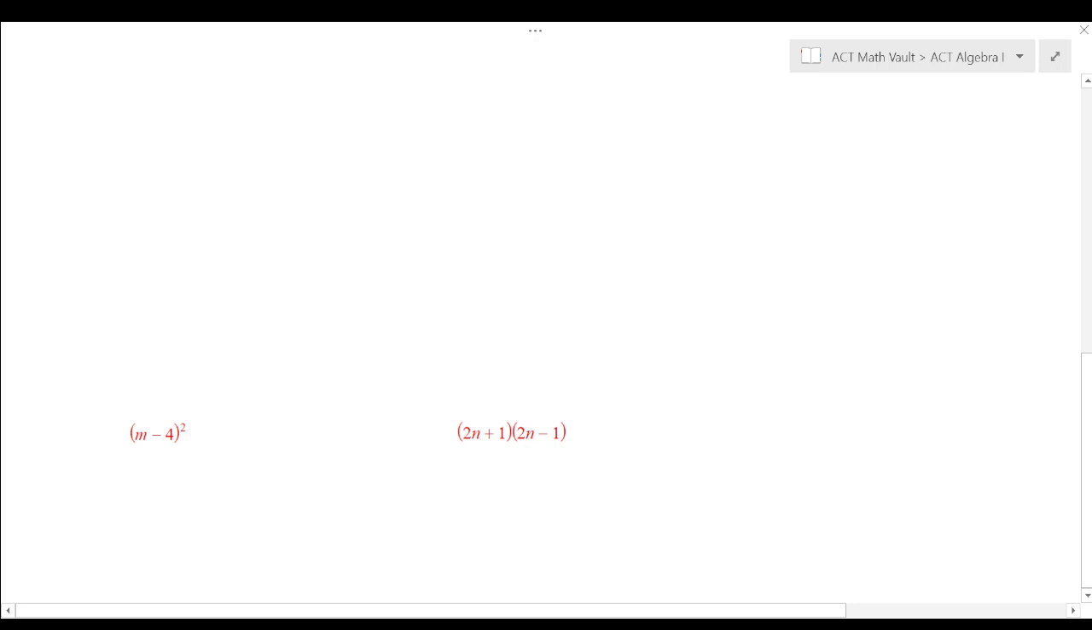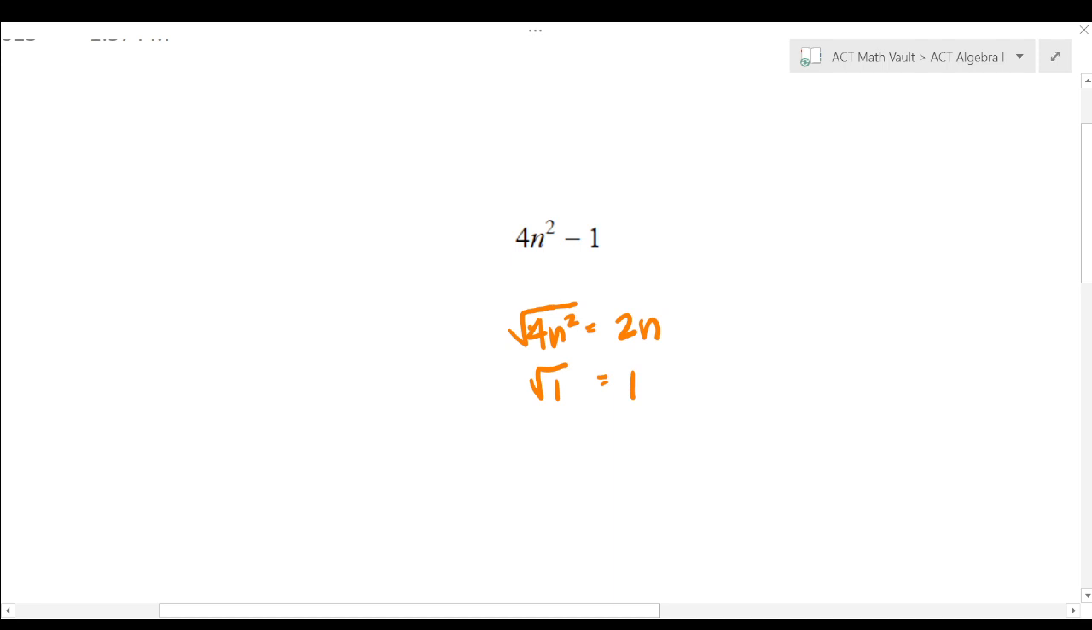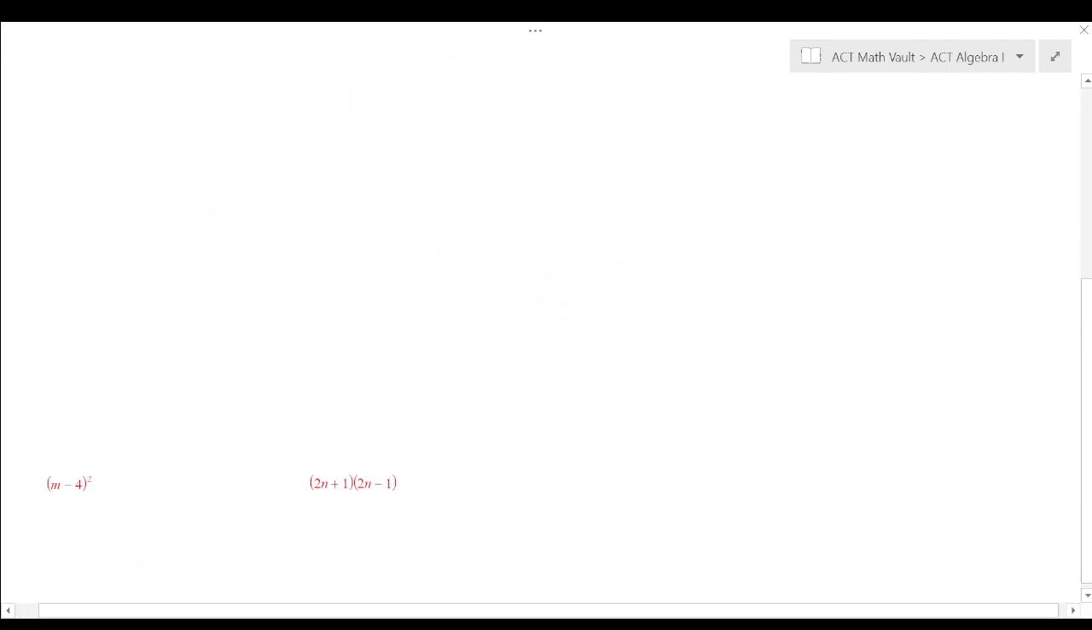All right, answers. So we have m minus 4 twice as the first answer. And then this, if you think of the square root of the 4n squared, you get 2 and then an n, right? If you square rooted both of those. And then the square root of 1 is just 1. So your final answer for the second one is 2n plus 1, 2n minus 1 for that one there.